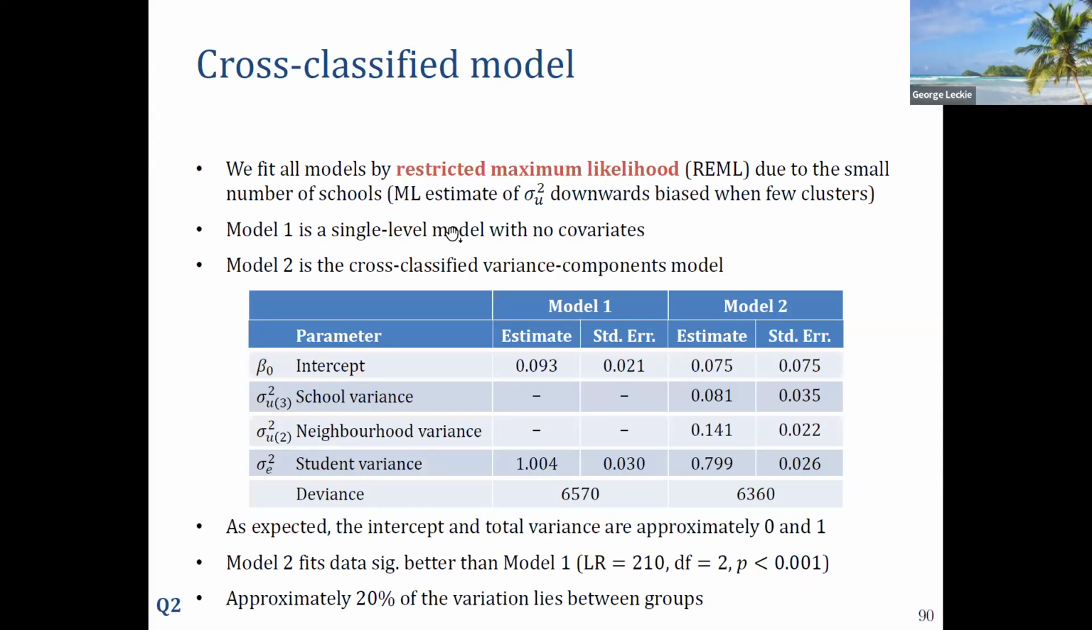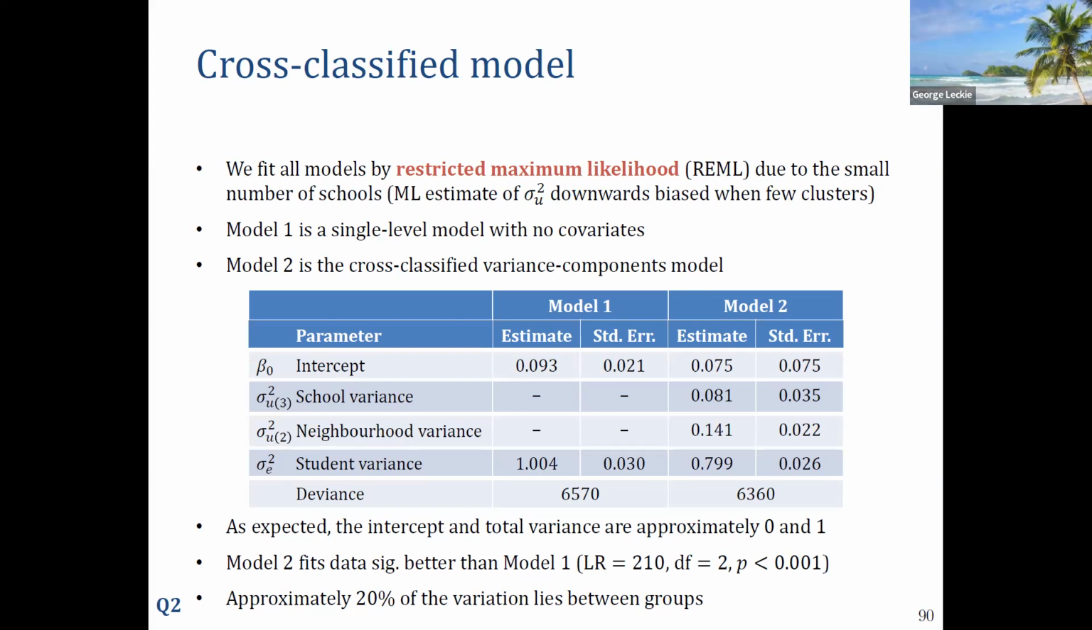So here we go, we finally fit model one. All models are fitted by restricted maximum likelihood because we've only got 17 schools. If we did ML instead, the estimate of the between school variance would be downwardly biased. Possibly there's an appendix slide showing that. You can try that. Model two is the model of interest. Model one is only there to provide a change in deviance, which gives me my likelihood ratio test showing that model two is preferred to a model which ignores clustering. That's why I do that.